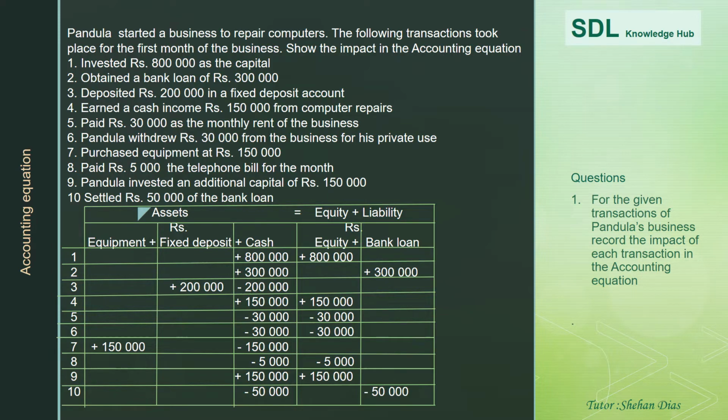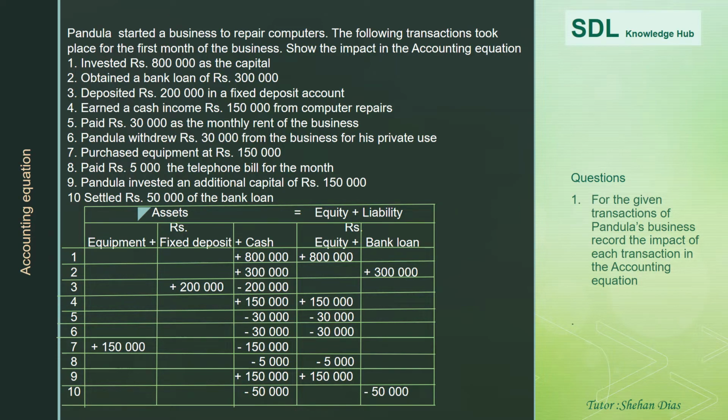Then Pandula withdrew 30,000 from the business for his private use. So that means cash will reduce by 30,000 and equity will reduce by 30,000. Purchase equipment for 150,000. So equipment asset will increase by 150,000 and another asset, cash, will reduce by 150,000.